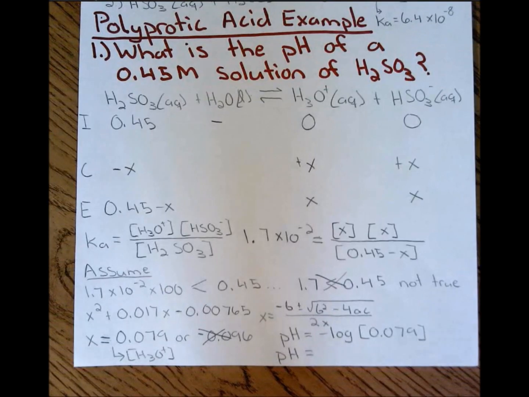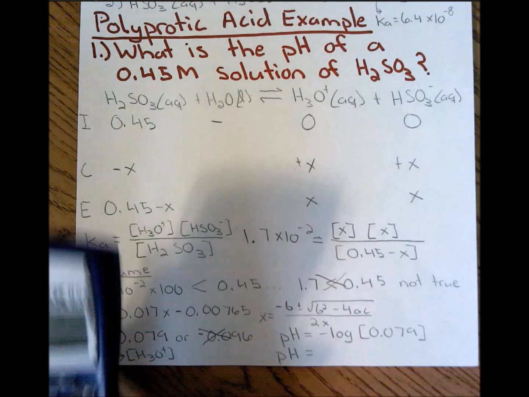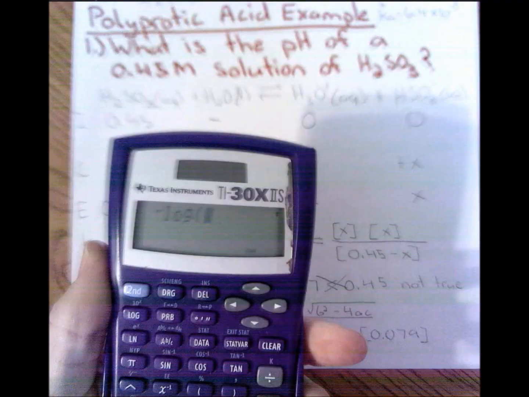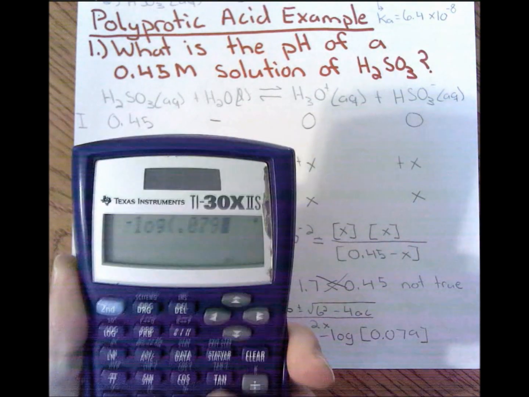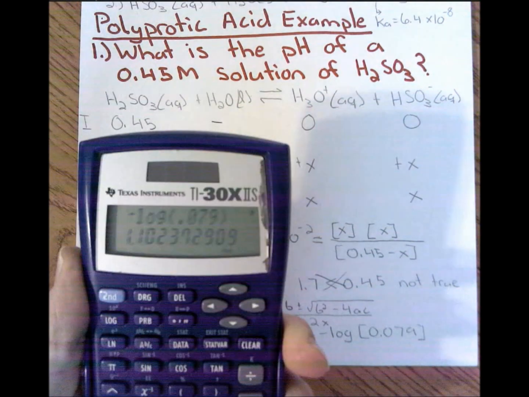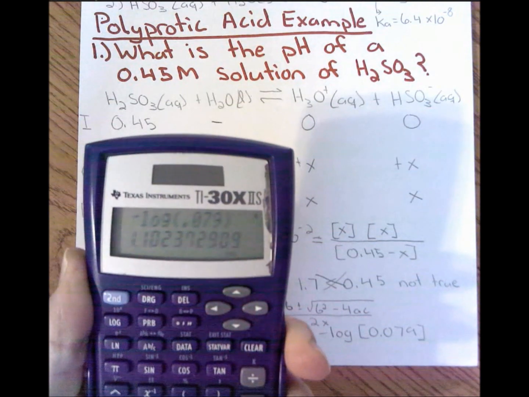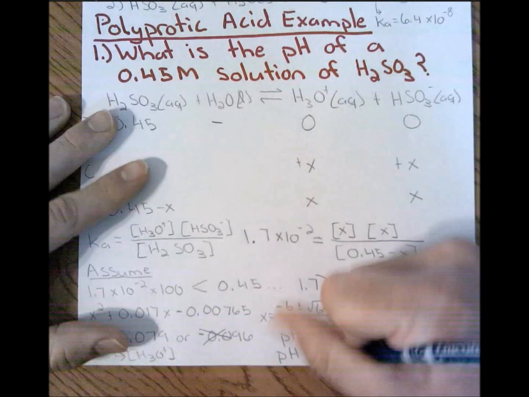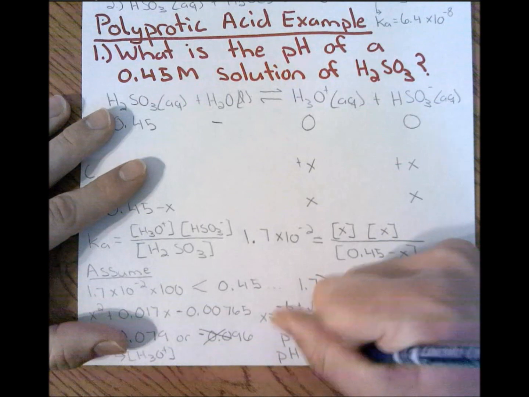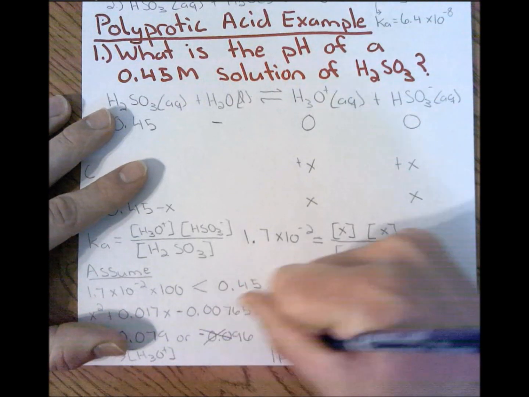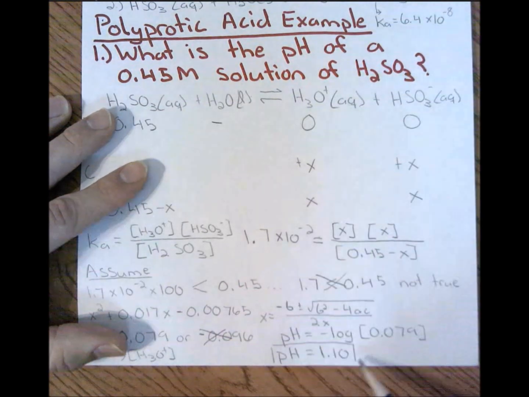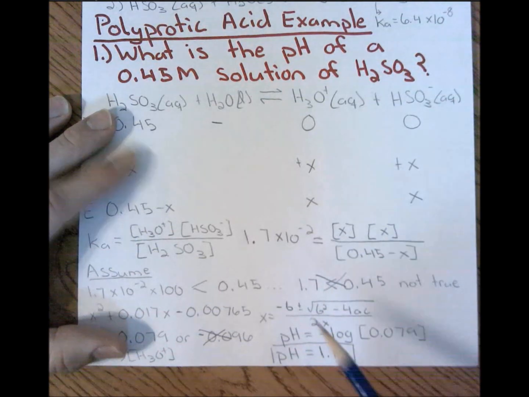So our pH here is 1.10. And yes, this may seem like a strong acid, but look how big our Ka was. So yes, this is a weak acid, but it ionizes a lot. It ionizes a lot of these H's in this first setup here.